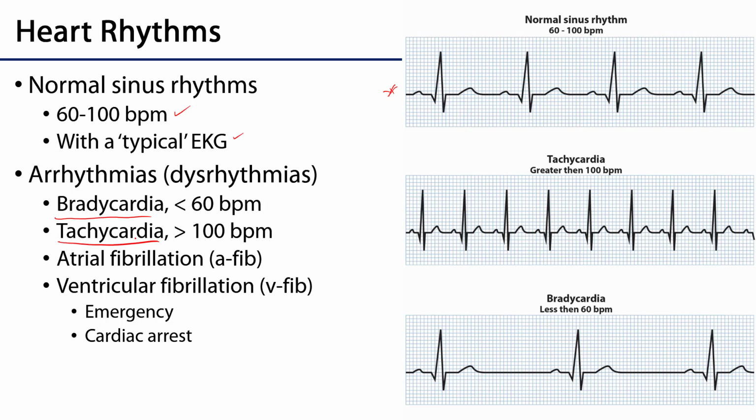Ventricular fibrillation, on the other hand, or VFib, is an emergent situation. With VFib, the body's ability to distribute blood to the lungs and all of the metabolically active tissues of systemic circulation is compromised. So VFib can be deadly and lead to cardiac arrest.